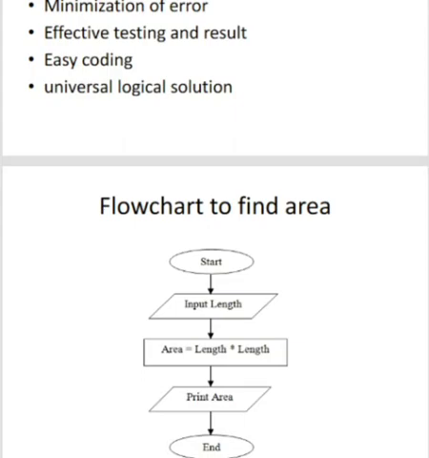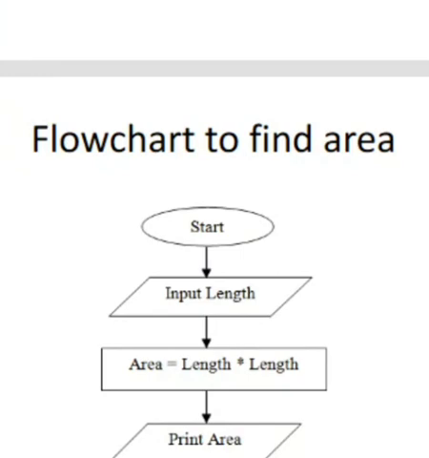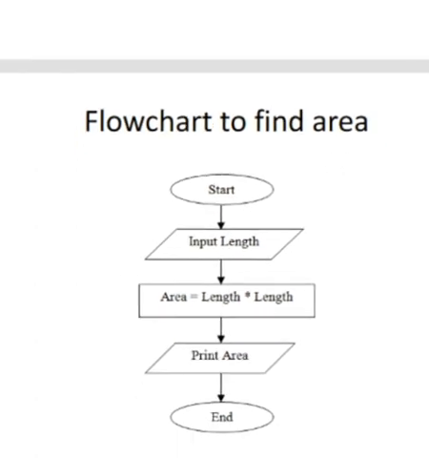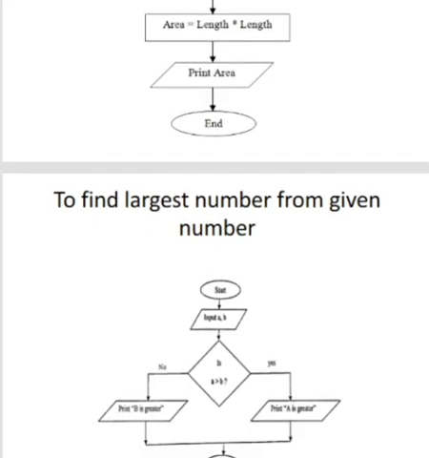So to find the area, this flowchart is shown. You can see here the start and the end, both are rectangles with rounded corners. The input length is given and the next is the area, which is equal to length into length, and then print area. The second example is to find the largest number from given numbers.